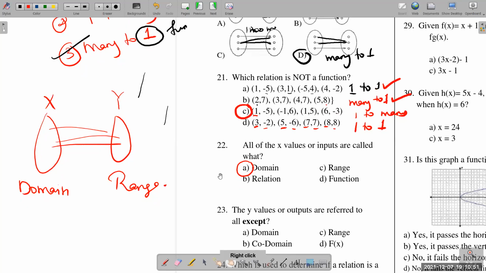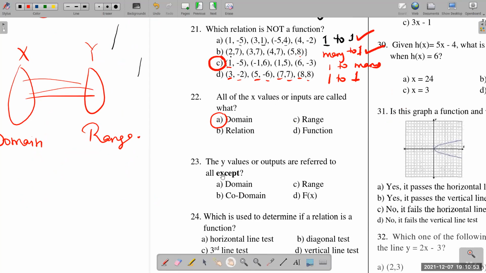Next one, C. The Y values or outputs are referred to all except which one? Which one is the answer here, A, B, C, or D? What this is asking is we can call Y or the output everything except who? Exactly, because remember, f of x is the same thing as y, range is the same thing as y, codomain is the same thing as y. So A is the answer, because domain only talks about the x.